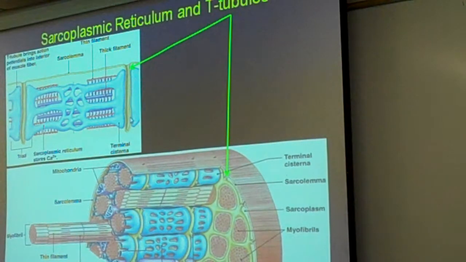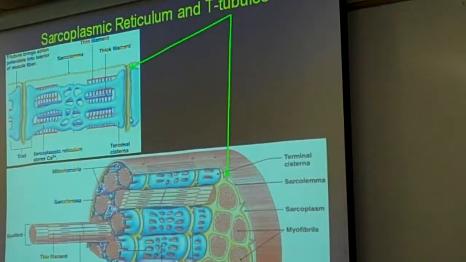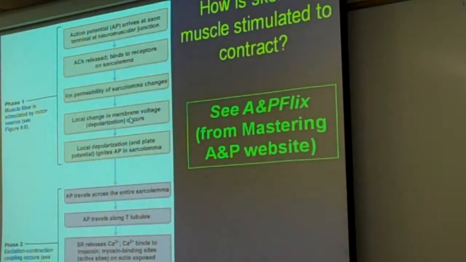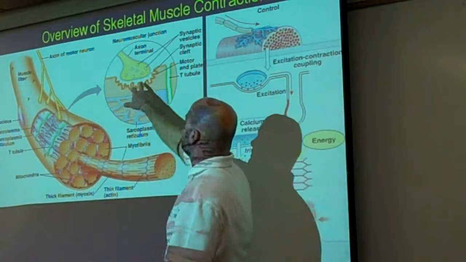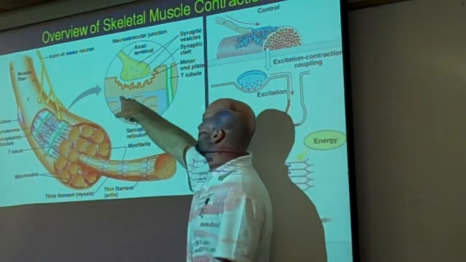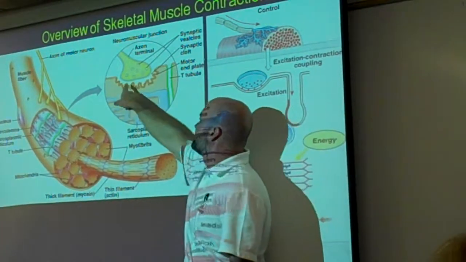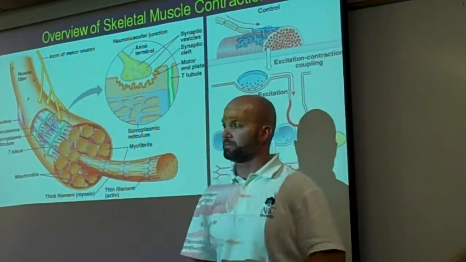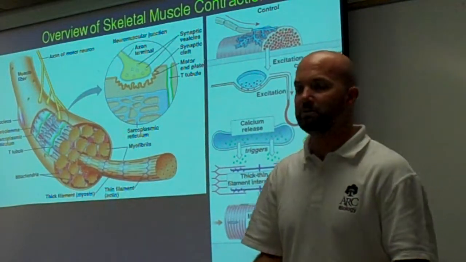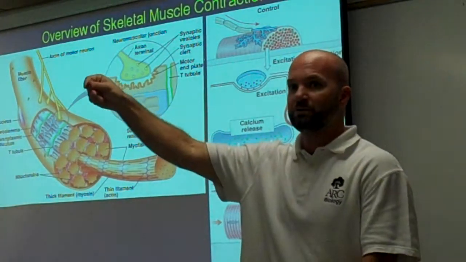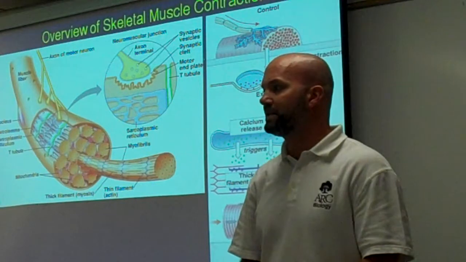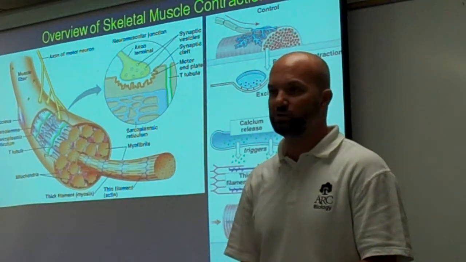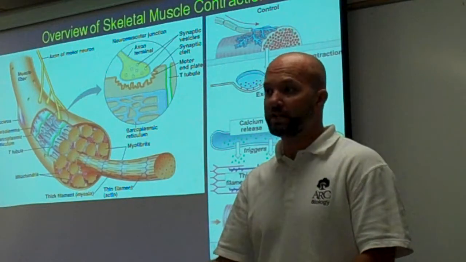And then what? Bind to... The synaptic cleft is outside of the cell membrane. This is the cell membrane just below. How does one cell communicate with another using chemical signals? One secretes the chemical, the other has receptors for it. So what's going to happen to the ACH, which is acetylcholine? It's going to bind to ACH receptors.